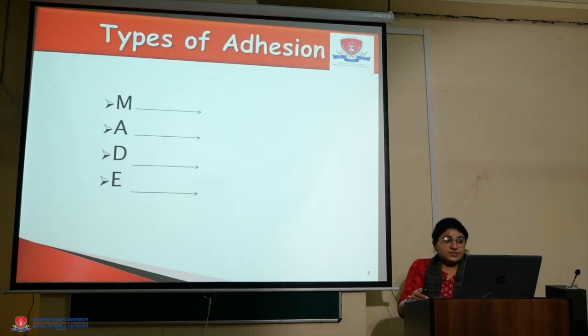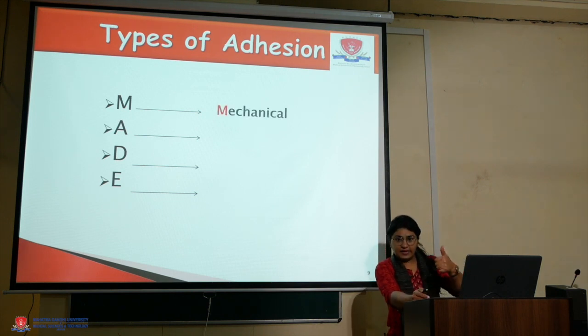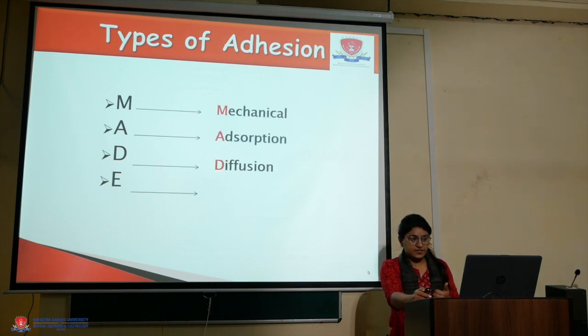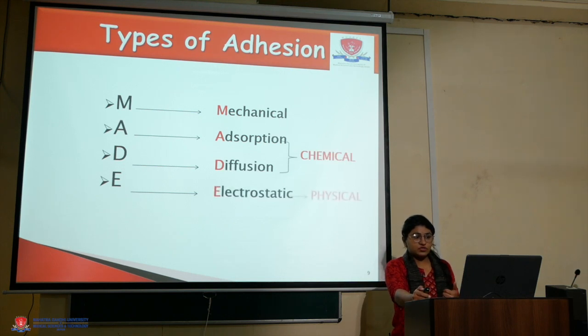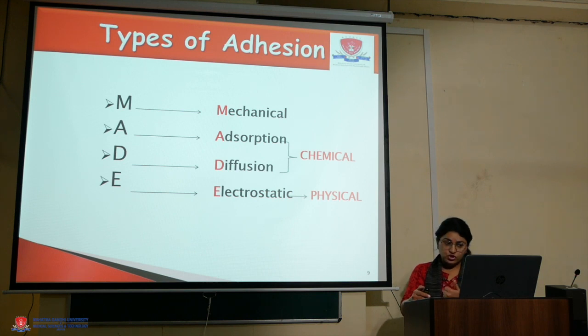Now talking about the types of adhesion. Basically the adhesion is mechanical, chemical and physical. The chemical happens either with the help of adsorption or diffusion, and the physical with the help of electrostatic forces.